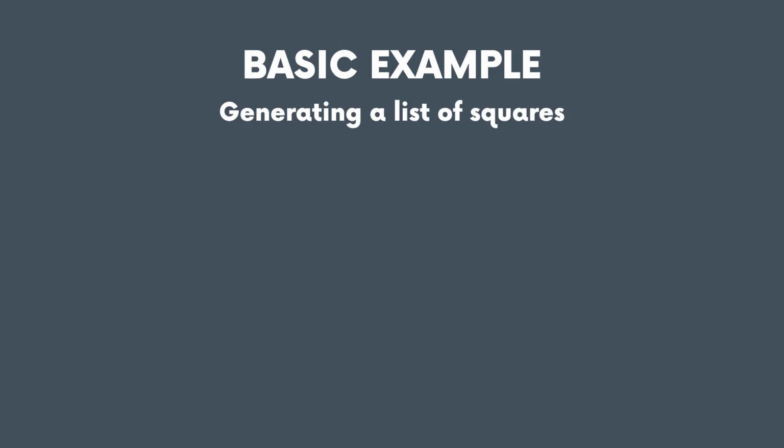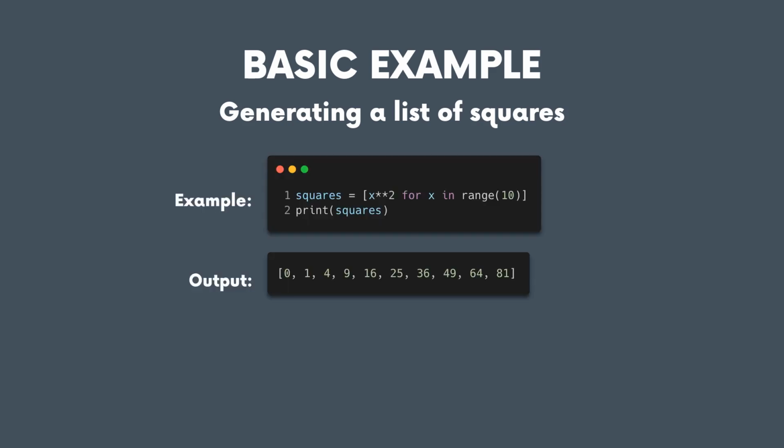We'll generate a list of squares for numbers ranging from 0 to 9 using list comprehension. In this example, we utilize list comprehension by iterating over each element x in the range from 0 to 9. For each x, we calculate its square using x times 2. Finally, we print the resulting list of squares.